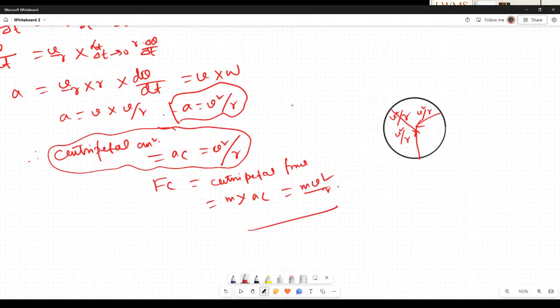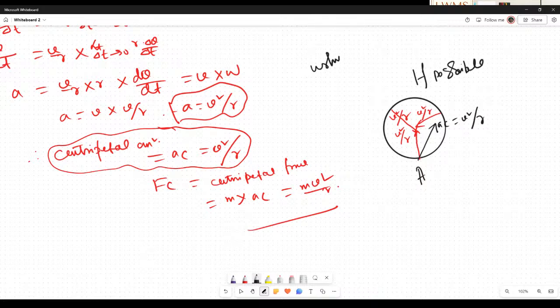Automatically you will ask me a question, why towards the center? Why are you not taking it in some other direction? It cannot be in another direction. We can prove it logically. What is the logic? Suppose centripetal acceleration at the point A or B or C is not directed towards the center. Prove by contradiction. Let centripetal acceleration be directed this way, AC, if possible.